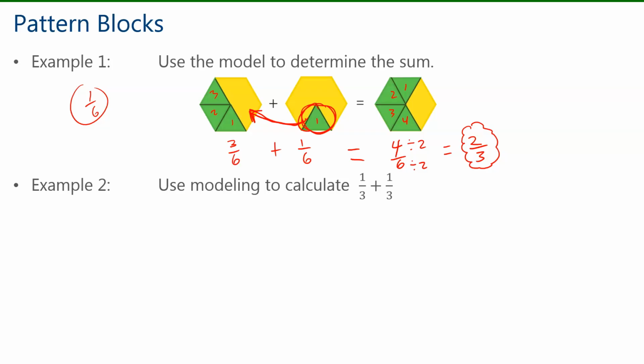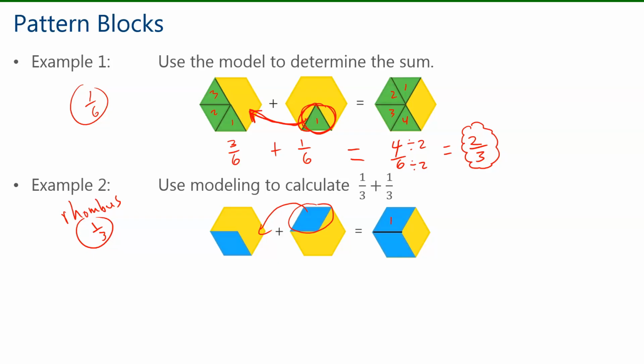Now we're going to use pattern blocks to actually calculate 1/3 plus 1/3. So the rhombus, remember, the rhombus is a third. So I'm going to draw my hexagon with 1 rhombus in it to represent 1/3. Add on another 1/3. And if I take this rhombus and pop it into this hexagon, so I put everything in one hexagon, one whole, that will give me 2/3. So 1/3 plus 1/3 equals 2/3, which is simplest form.